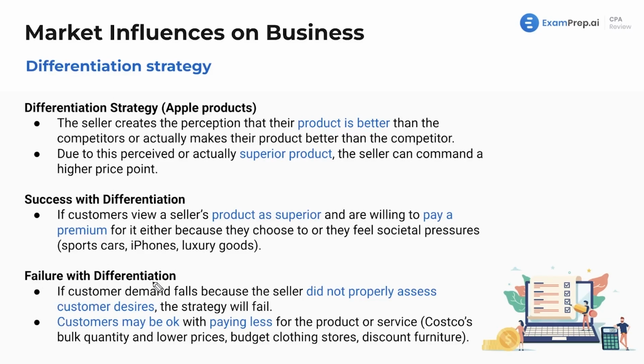Failure with differentiation. When do you fail here? If customer demand falls because the seller did not properly assess customer desires, the strategy will fail. Well, if people don't really want a fancy phone, then it's going to fail. I mean, the CEO of BlackBerry, when Apple was starting to rise in popularity, didn't really think that customers wanted a fancy phone with great functionality and a touchscreen. So they kind of just said, "Oh, Apple will just kill itself because it's going to consume itself with overachievement and over advancing."